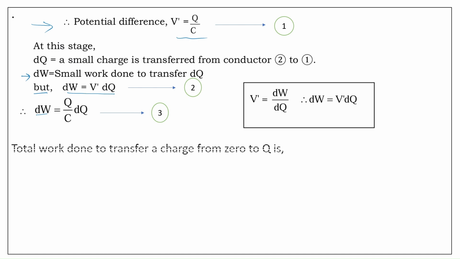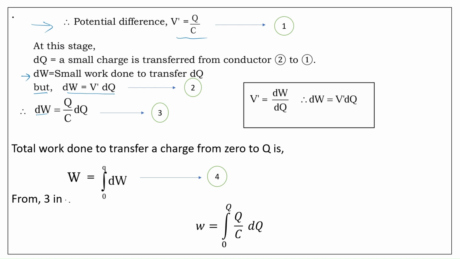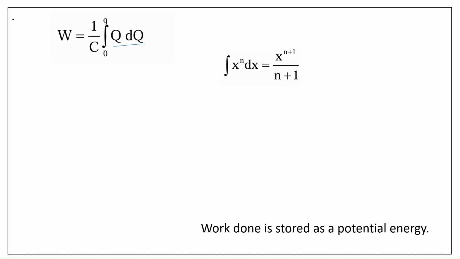Mark as equation 3. Total work done to transfer a charge from 0 to q is W is equal to integration from 0 to q of dw. Mark as equation 4. From equation 3 in 4 we get W is equal to integration from 0 to q of q by C into dq. Therefore, on taking 1 by C common, we get W is equal to 1 by C, integration from 0 to q of q dq.